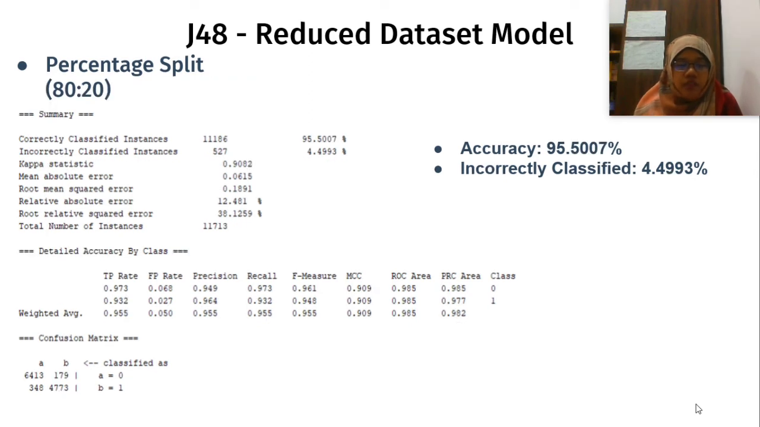Now the result for percentage split for 80% is, for accuracy, we have 95.5007%. For incorrectly classified, we have 4.4993%. For true positive, we have 6,413. For true negative, we have 4,773. For false positive, we have 348. For false negative, we have 107.